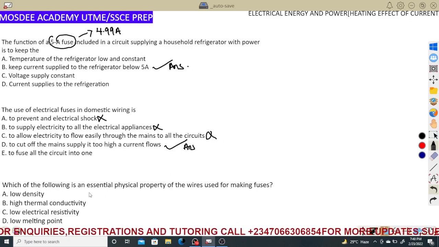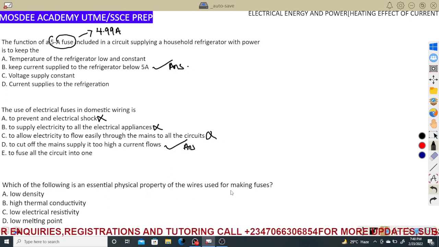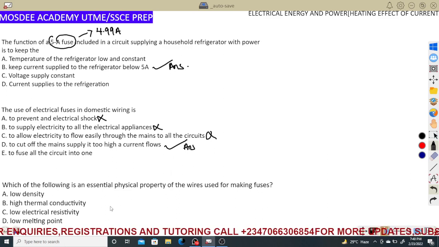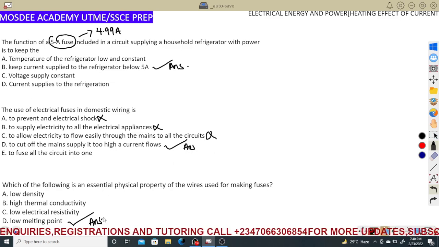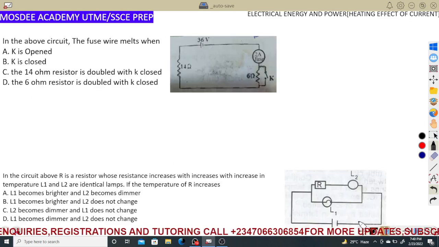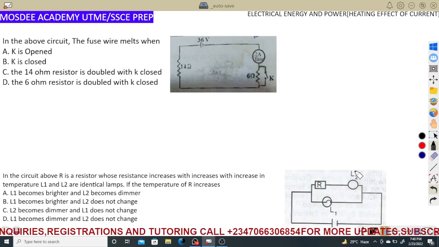Next one. Which of the following is an essential physical property of a fuse wire? So I told you it must be a wire of low melting point. Answer directly. That is that. Next page. Next page is still this.